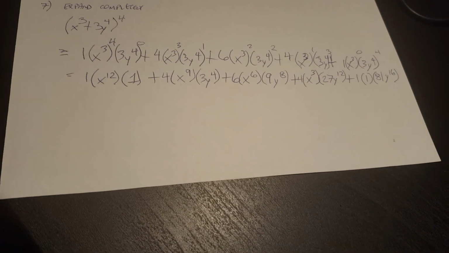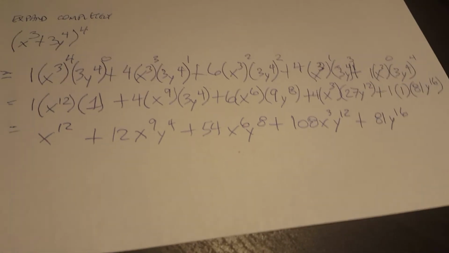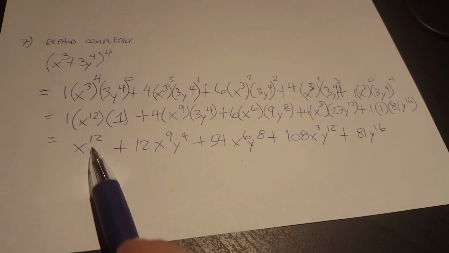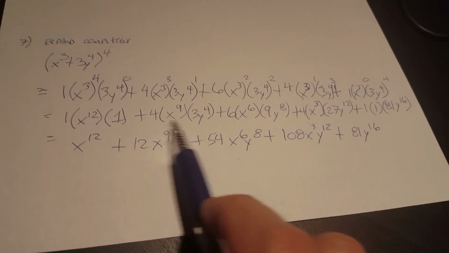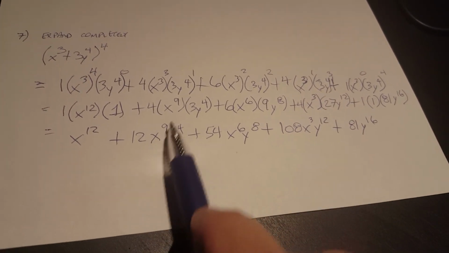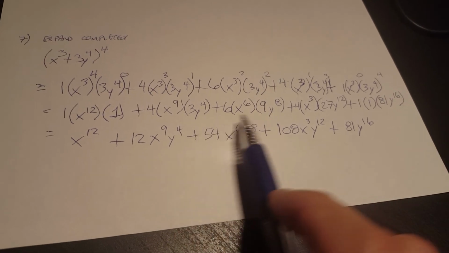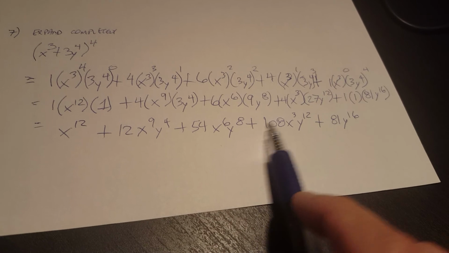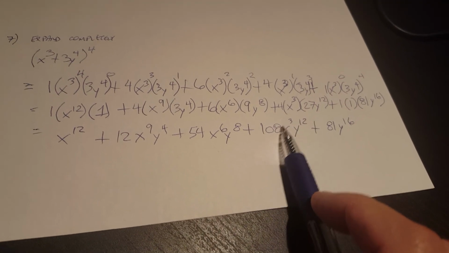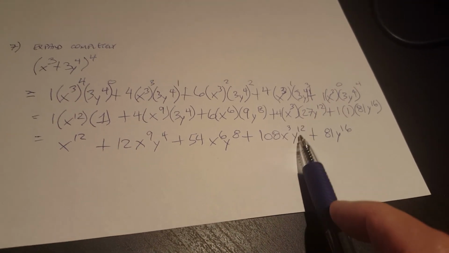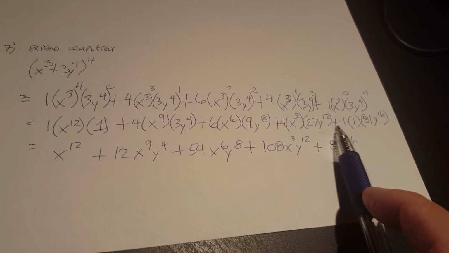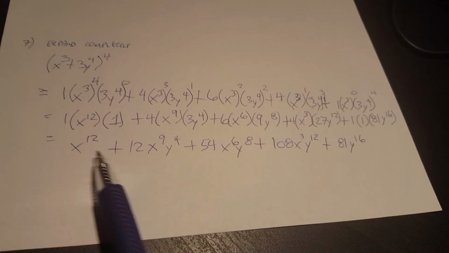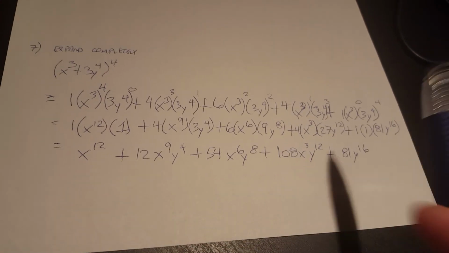Simplifying this down, we're just going to end up with x to the 12th plus 4 times 3 is 12, and then x to the 9, y to the 4th. 6 times 9 is 54, x to the 6th, y to the 8th. 4 times 27 is 108, x to the 3rd, y to the 12th. Plus 1 times 1 times 81, so that's just 81, y to the 16th. And here, this whole thing is expanded.